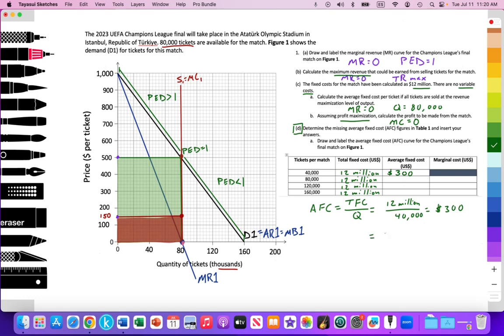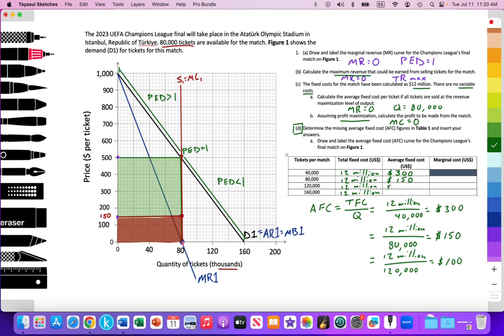Let's move on to the next one. Let's have our total fixed cost of 12 million divided by a larger quantity of 80,000. That works out to $150 of fixed costs on average per ticket. So I'll put that in, 150. Then we'll move on: 12 million divided by 120,000 tickets. And the cost on average for those fixed costs is $100.